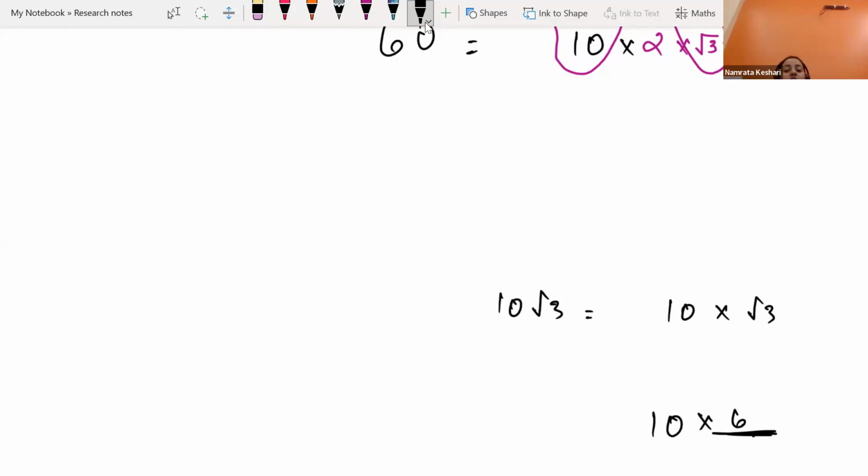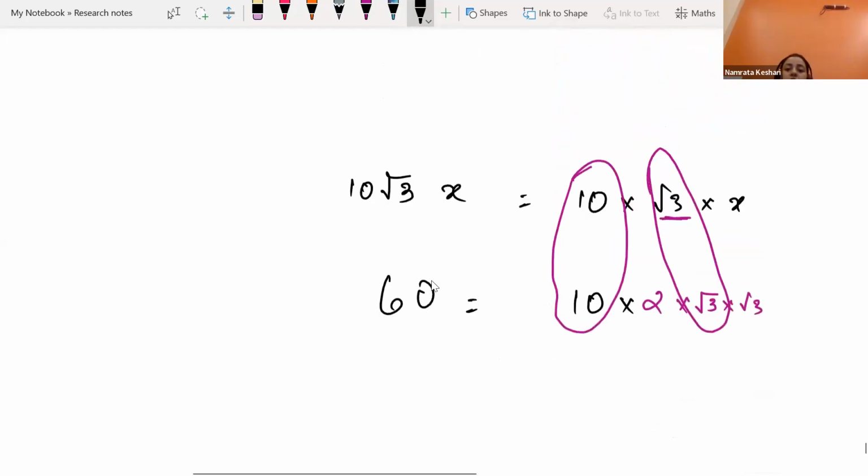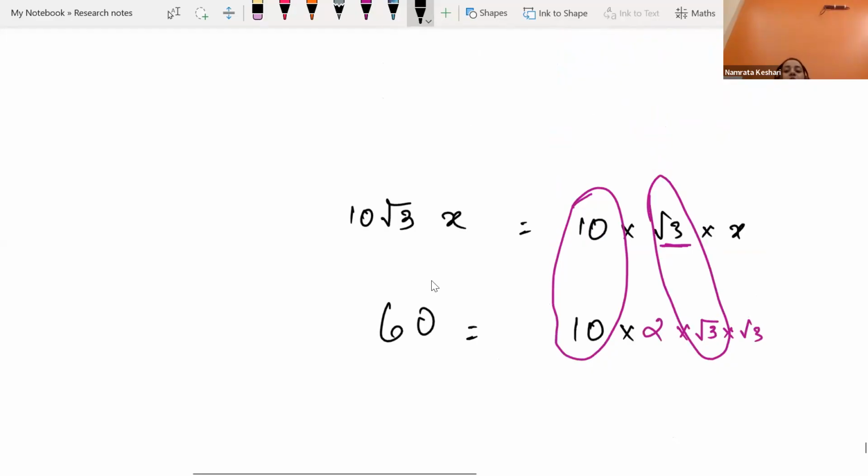Then the 3 which is coming from 2 into 3, that 3 can be written as root 3 into root 3. Yes, it is generating. That means that is also a common factor, right Zoha? Yeah. Okay, so this is what we got. 10 root 3 is the common factor and the remaining will be x and 2 root 3, right? Yeah.